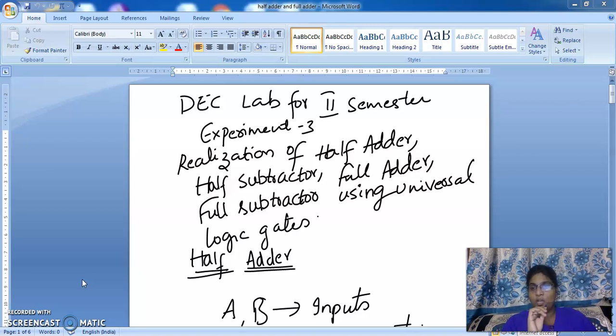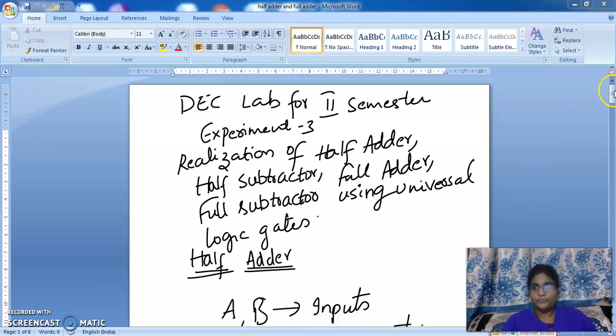the basic combinational circuits. So you know what is meant by combinational circuits. It depends only upon the present inputs. Okay, it will not depend upon any past outputs.